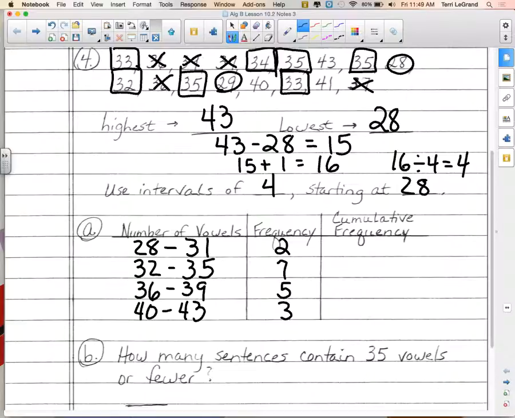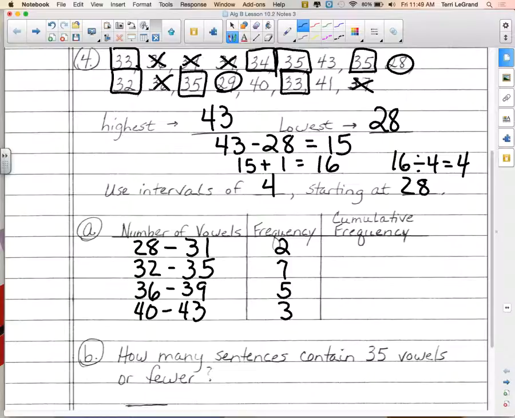I was so nice when I wrote them down. I lined them up so nicely for us. We could just count in columns 2, 4, 6, 8. You get that note? Okay. So there are 17 pieces of data. Our frequencies add up to 17. We're feeling pretty good about our frequency table.